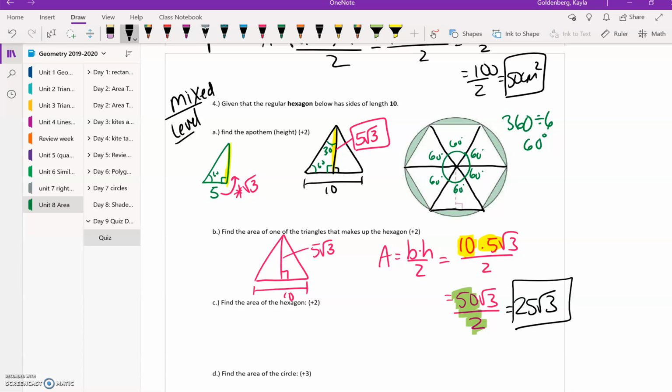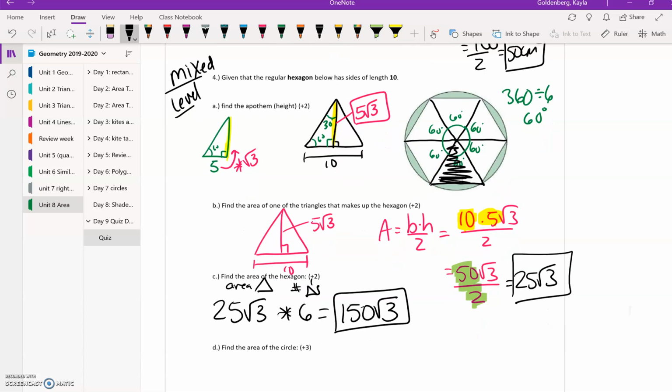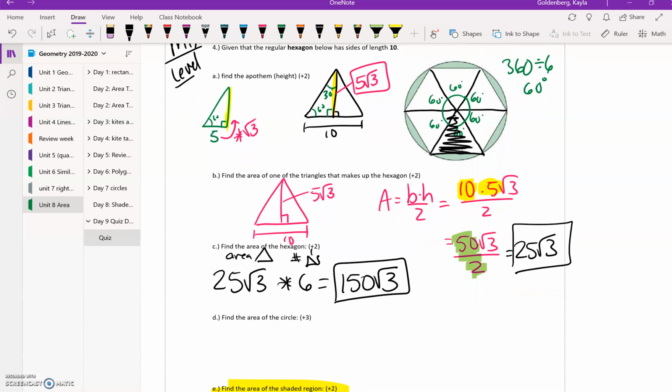So now I found the area of one of those triangles. If I look at the original picture, there are 6 triangles that make up the hexagon. If I want the total hexagon and each triangle is the same, I can do 25 root 3, which is the area of one triangle, times 6, which is my number of triangles. And I'm going to do 6 times 25. Right? If you think about money, 4 25s makes 100. 2 more is 50, so it's 150 root 3. Once again, I'm going to leave my answer like that just because I don't want to do a lot of rounding. Then I want the area of the circle.